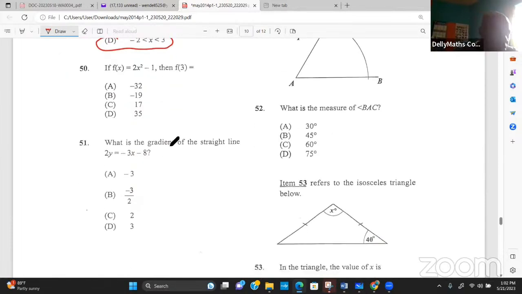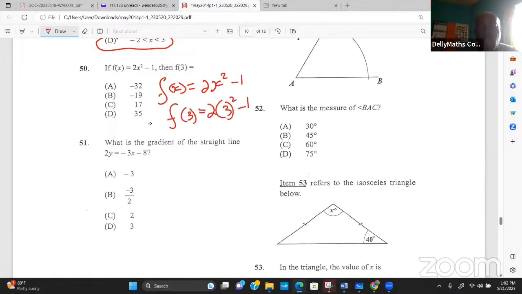At 50, we're coming down, stopping at 60. So it says if f of x is equal to 2x squared minus 1. So now we're in the function section. Then we want to find f of 3. That is going to be 2 times 3 squared minus 1. All right, remember, 3 squared is 9. 9 times 2 is 18. 18 minus 1, 17.